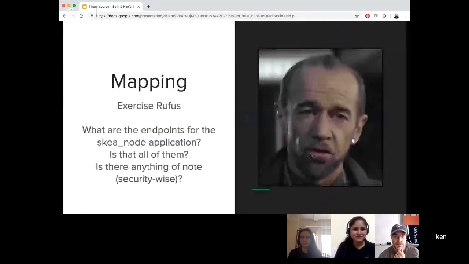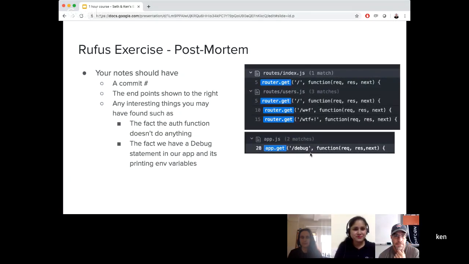Sorry, going forward. We typically do an exercise here. I don't want to get into it, but really the only important part to notice here on the right is that you see a /w*f, /WTF, plus symbol and bang. And you might be wondering, that's really weird. What does that mean? That's a good question.